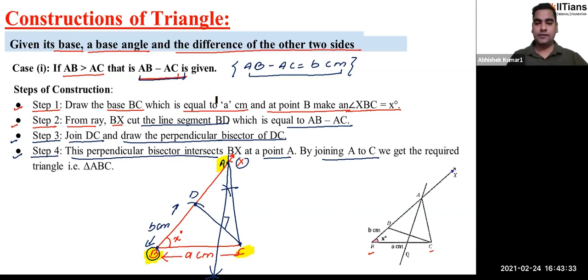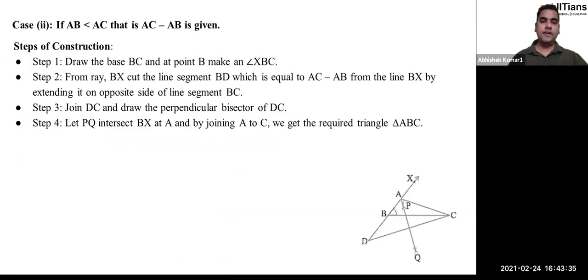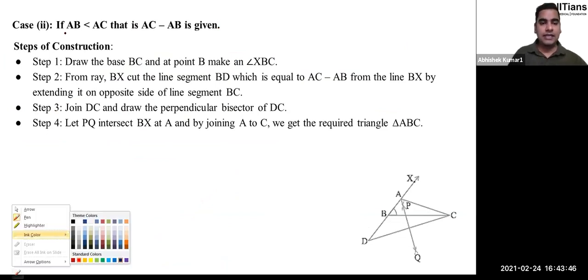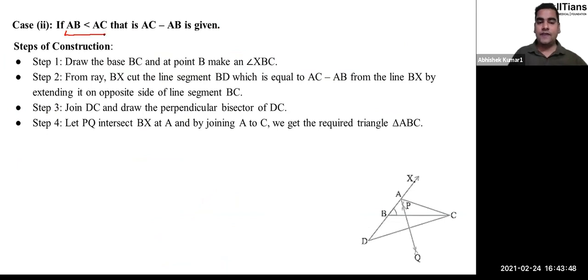Is it done? All right. So now we have the second situation, as I told you earlier as well. In this second situation, we are provided that AB is lesser than AC. So if AB is lesser than AC, then AC will be greater than AB. It's very natural, right? So you are provided AC minus AB, or you are provided this value.